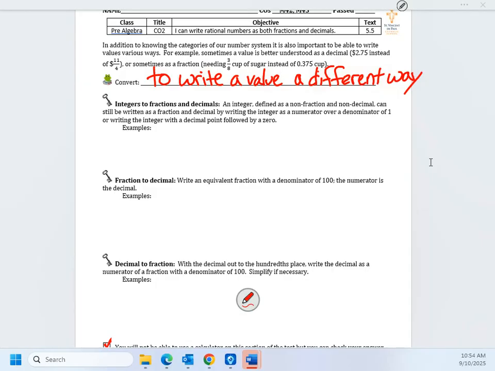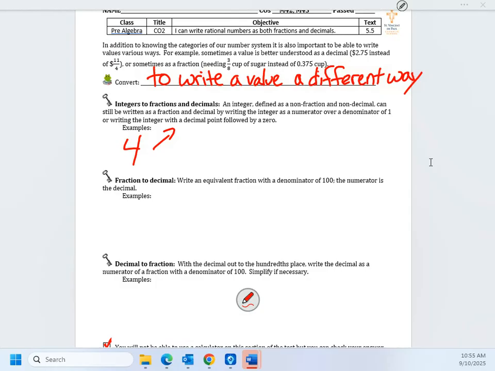So, integers to fractions and decimals. An integer, defined as a non-fraction and non-decimal, can still be written as a fraction and a decimal. So even though it's not there, we can still write it by writing the integer as a numerator over a denominator of 1, or writing the integer with a decimal point followed by a 0. So for an example, if our integer is 4, what would I write for a fraction? If my integer is 4, how do I make that a fraction?